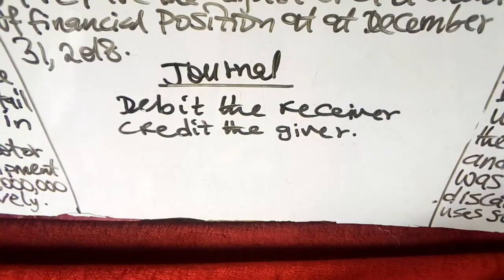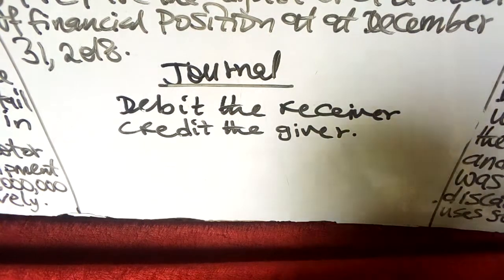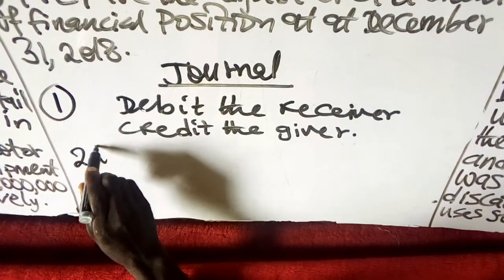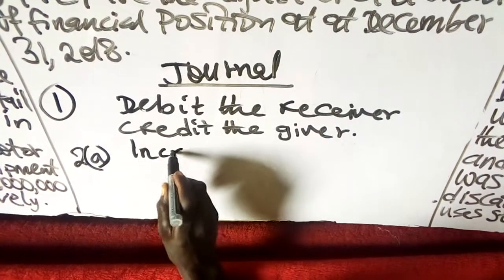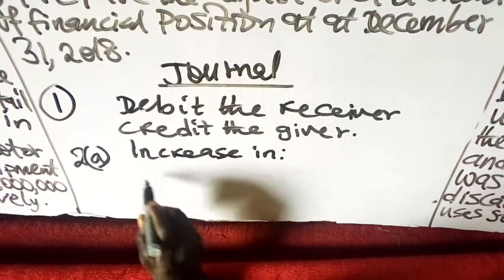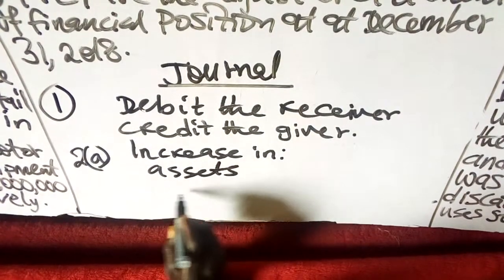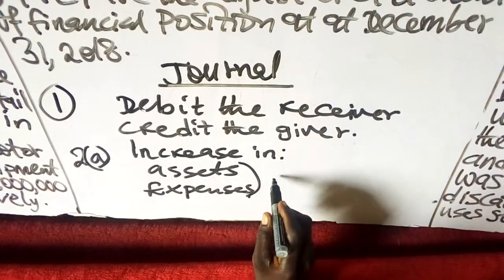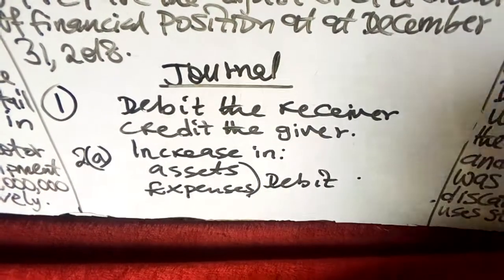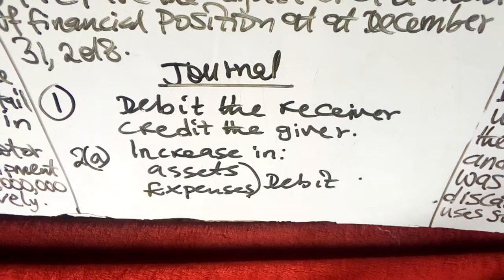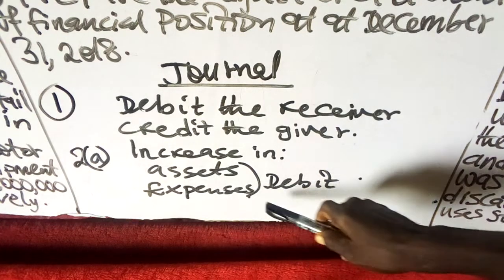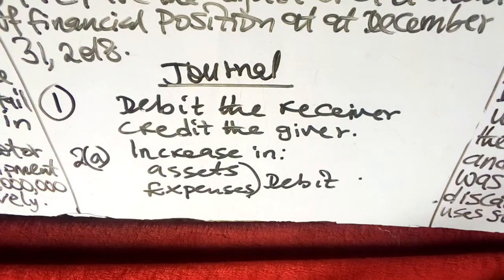That is the principle. Let me call this one number one rule. Number two, which I'm going to group into 2A, 2B. So we have increase in assets and increase in expenses, you debit it. When an asset increases in value, then you debit it. An asset may increase when there is an acquisition of an asset. When you purchase more assets, that means your asset will increase, and whenever your asset increases, you debit it.